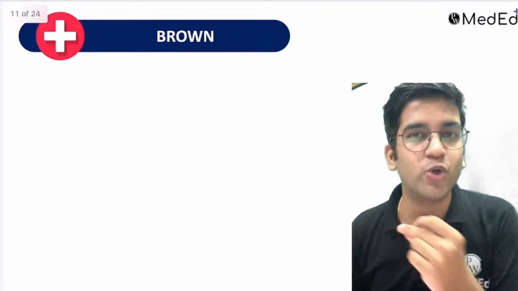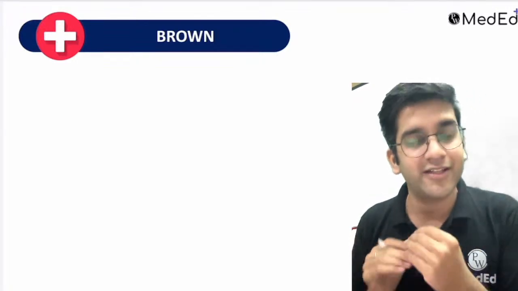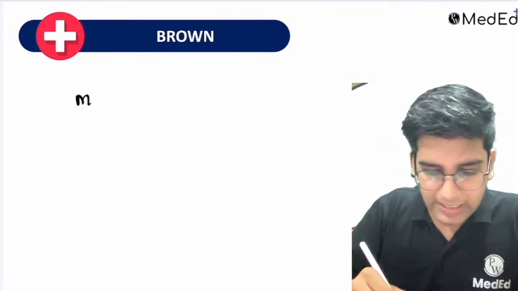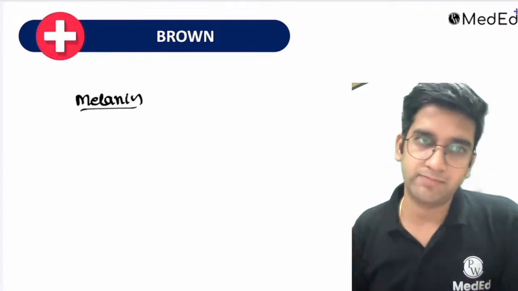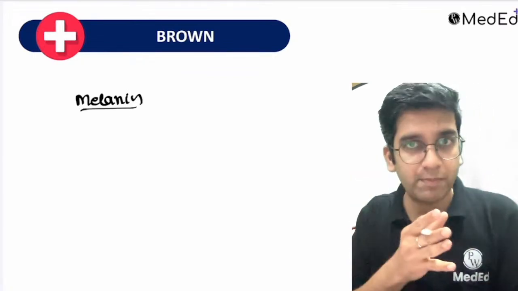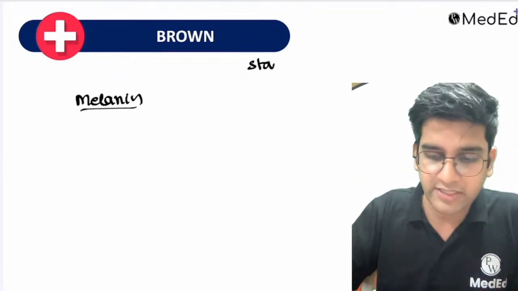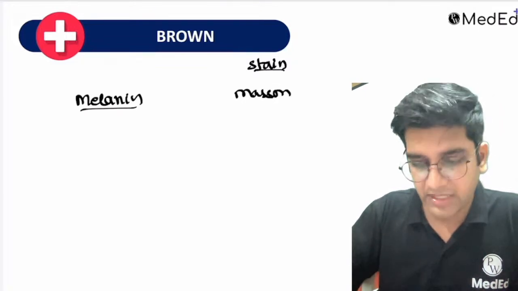Now tell me quickly what all things can be brown in color. There are 4 things at least I want you to answer. Multiple things can be brown, but at least answer 4 which can be brown in color. I'll take one from your previous answer. Melanin obviously can be brown in color. Press, you tell me what pigment can be brown in color. I'll tell you the stain for it, right? If at all there is a stain required, I will tell you the stain. The stain for it is Masson-Fontana.